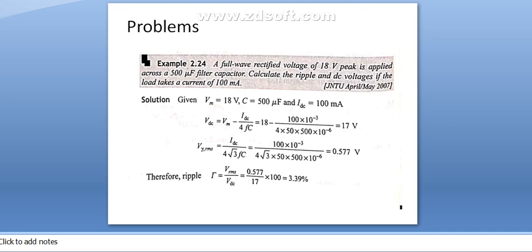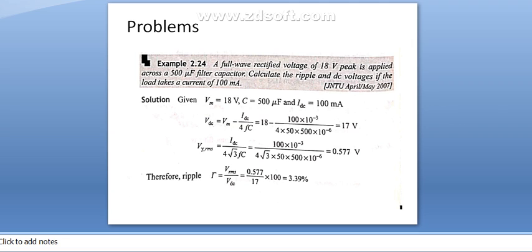Here a full rectified voltage of 18 volts peak is applied across a 500 microfarad filter capacitor. Calculate the ripple and DC voltage if the load takes a current of 100 milliamperes. Here the given values are Vm is 18 volts, C equal to 500 microfarads, and IDC is 100 milliamperes.